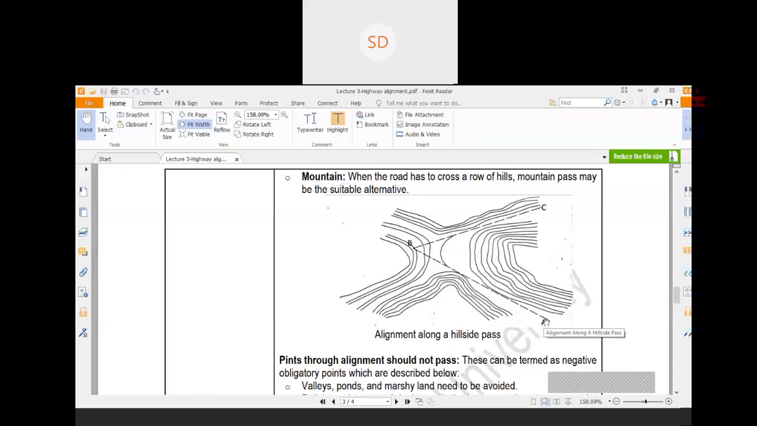Now, if you directly connect A to C, in that case it would be of very high construction cost because you need to construct underground passes, tunnels and other things to connect A to C. Now, if you go along this mountainous pass, in that case the construction cost would be much lower.